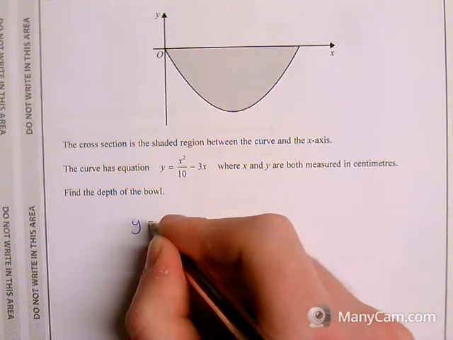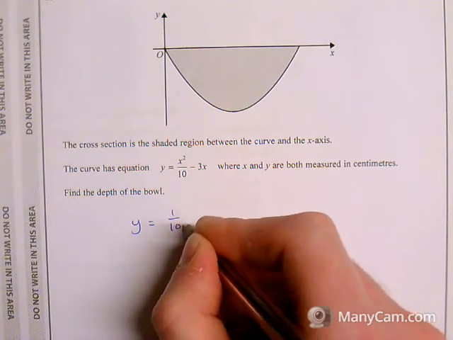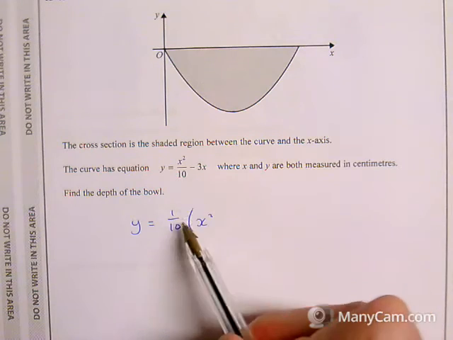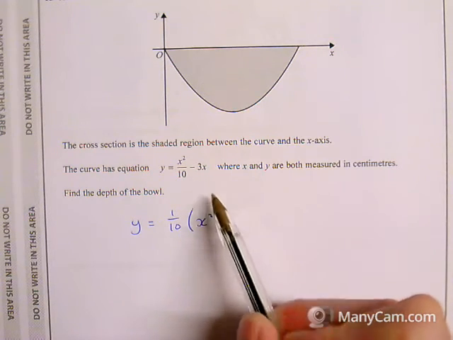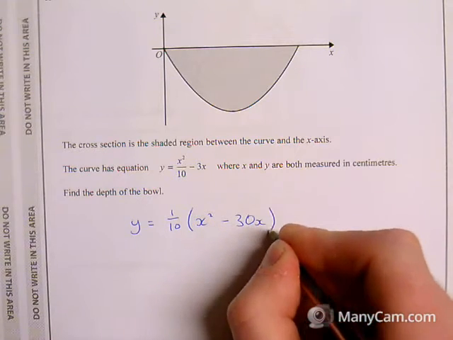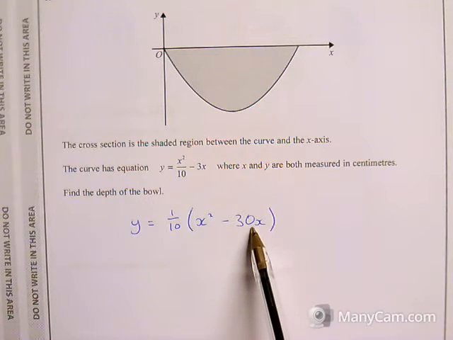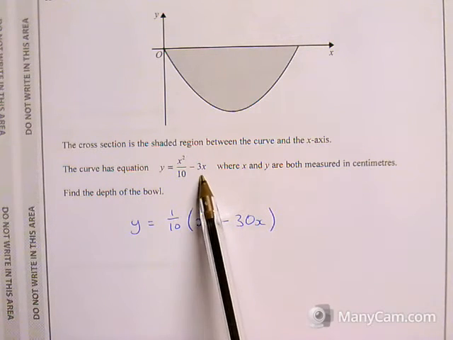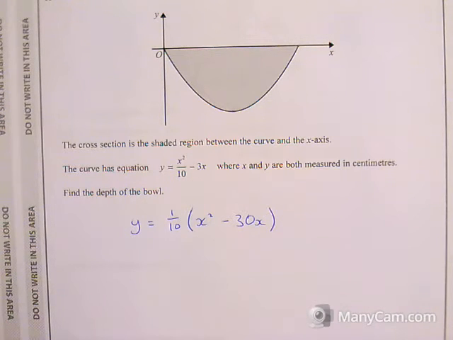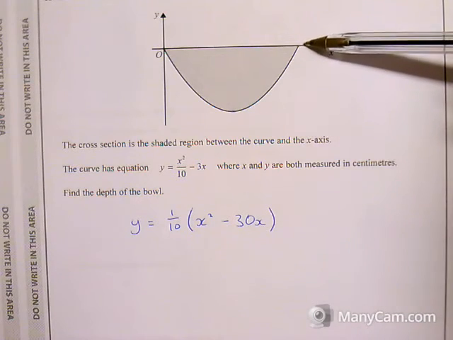So I'm going to rearrange that to be y equals 1/10 x squared, but I need a tenth of some kind of x to equal 3x, so that has to be minus 30x, because when I do a tenth of 30, that gets me to my 3 in my x part there in the original equation.